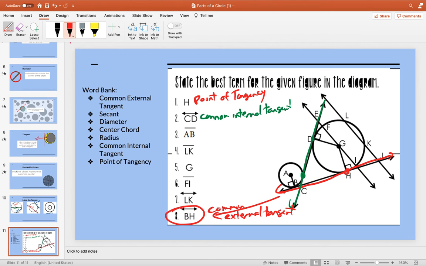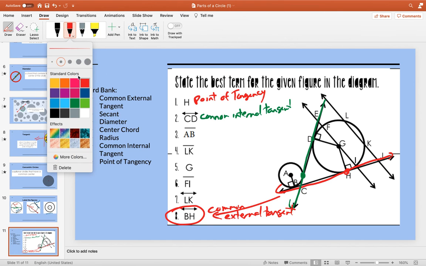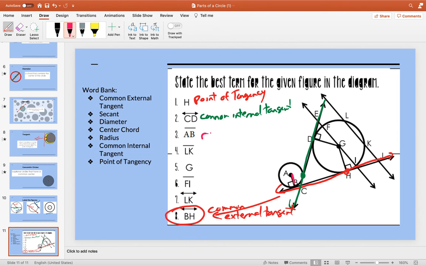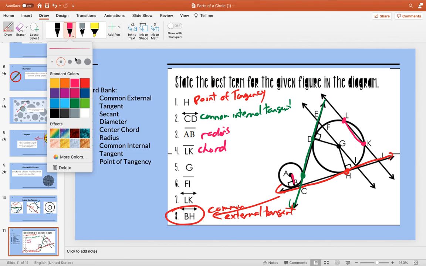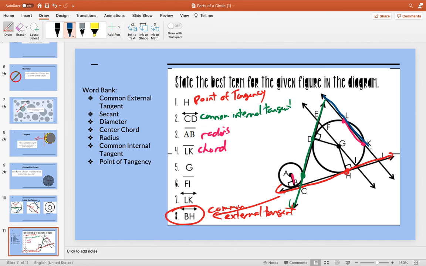Okay, what else we got going on? AB, what's that going to be? Oh, AB is just a good old-fashioned radius. That's all that is. Okay, LK, what do we got? Oh, LK, this is a little tricky here. LK, the segment, check that out. That is a chord, right? But watch what happens when we continue that line and go through forever. Look at that. Line LK, that is what we call a secant.